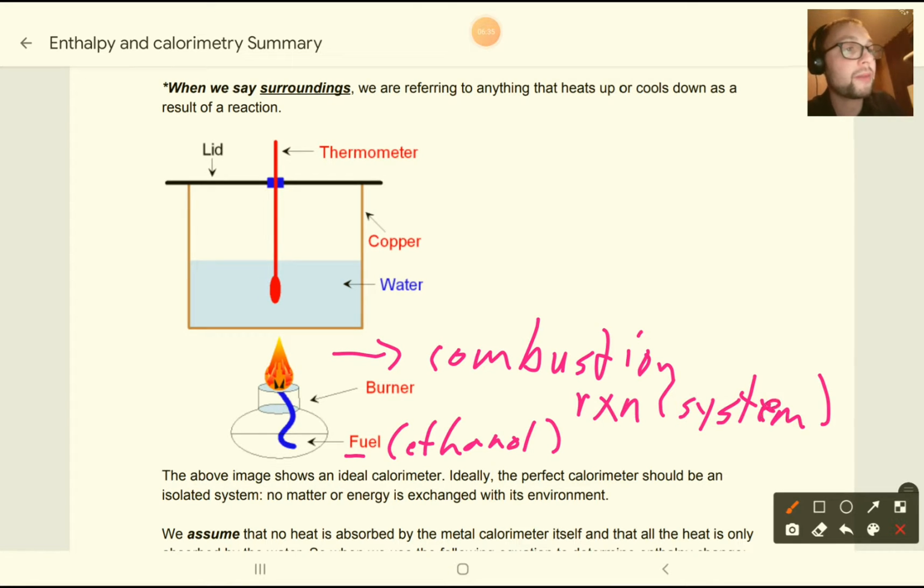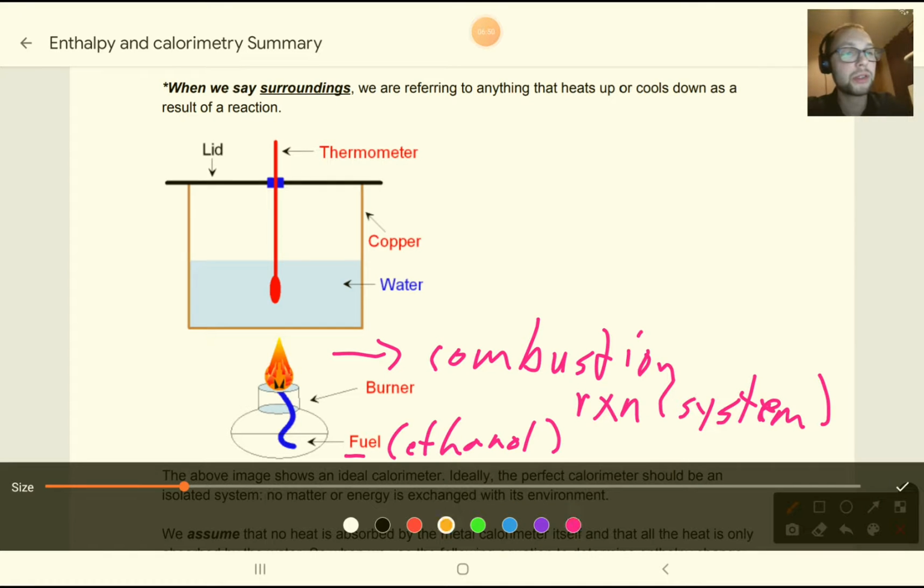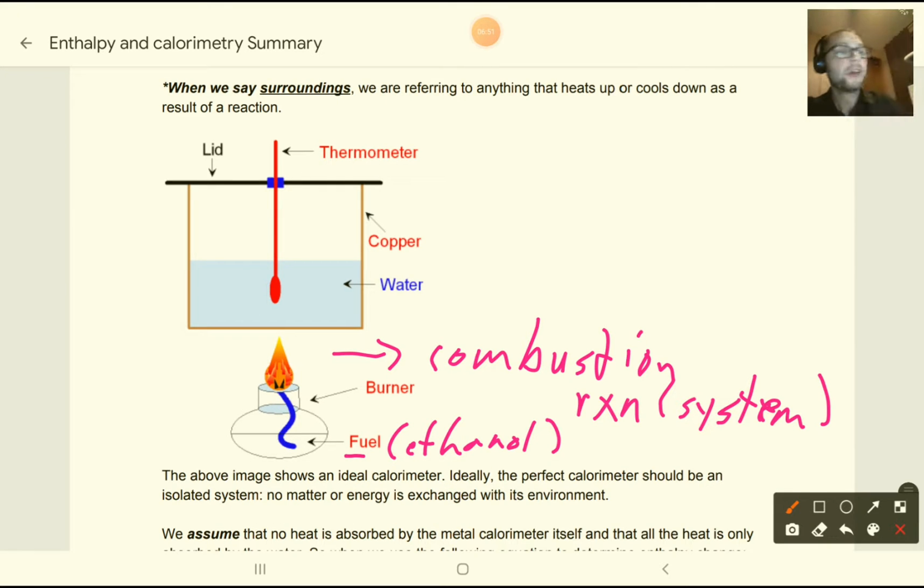Now that system doesn't actually heat up or cool down. Remember, if I'm lighting a candle and I want to know how hot that flame gets, I don't actually stick the thermometer inside the fire. No one does that. And I don't recommend anybody doing that either. What's going to happen is as follows. You're going to have heat from the fire that gets directly transferred into the water.